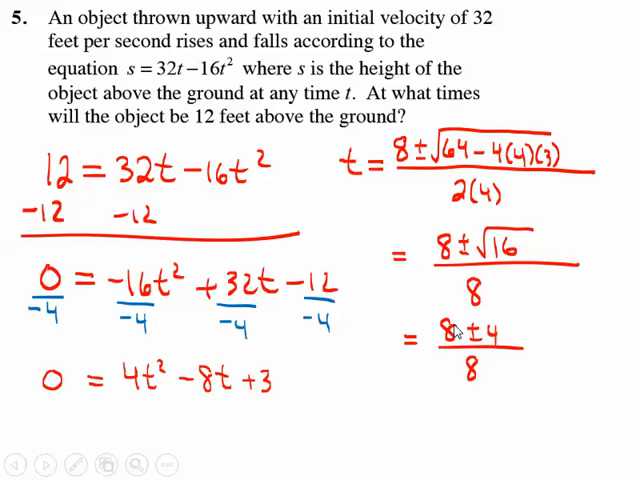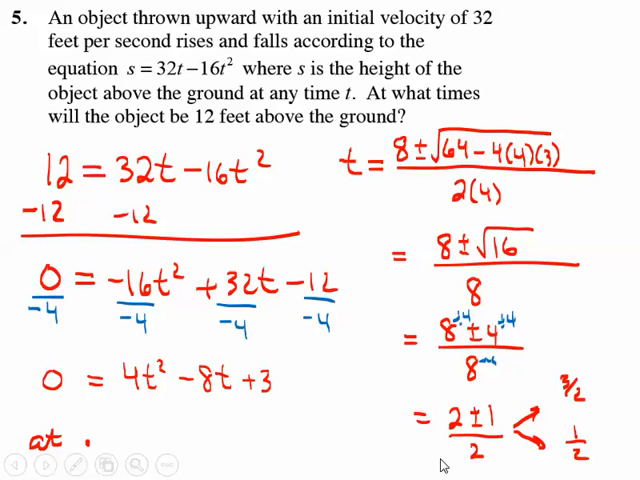Again, so we can deal with smaller numbers here, is there a number that goes into 8, 4, and 8? 4 would go into those. So 4 goes into that, 4 goes into that, and 4 goes into that. Gives us a 2, plus or minus 1 over 2. See what we've got here. 2 plus 1 is a 3. 3 divided by 2 is one answer. And 2 minus 1 is a 1. 1 divided by 2 is the other answer.